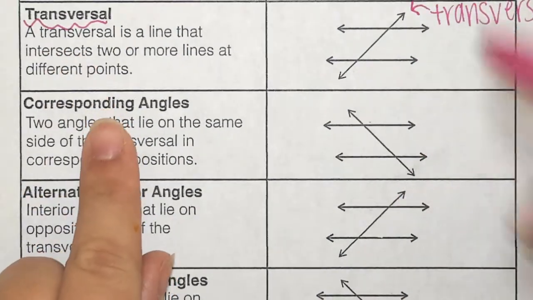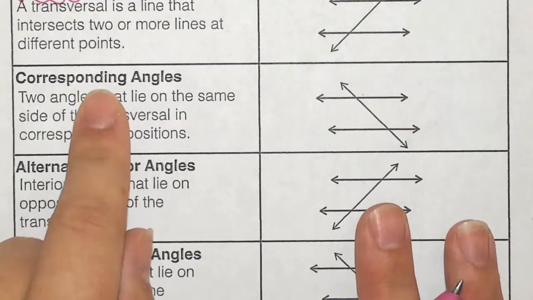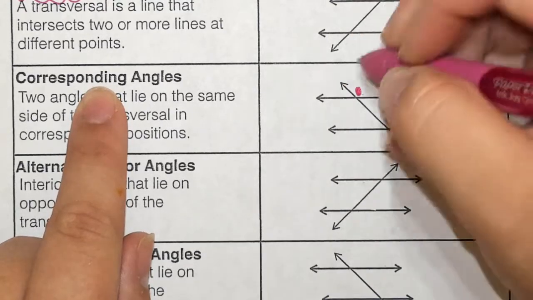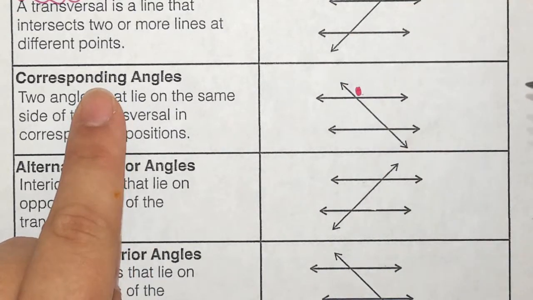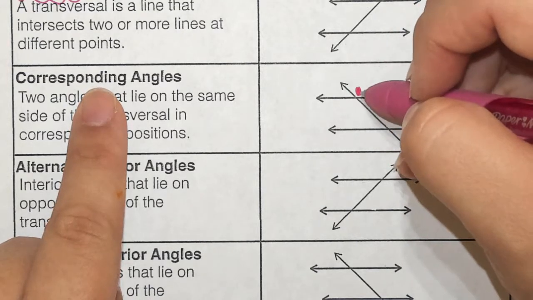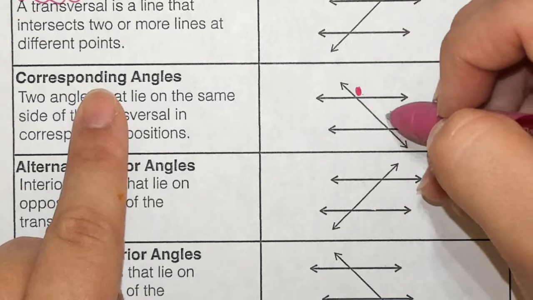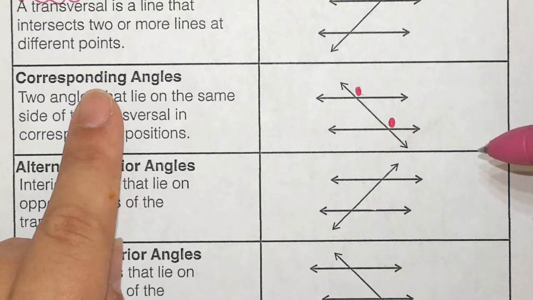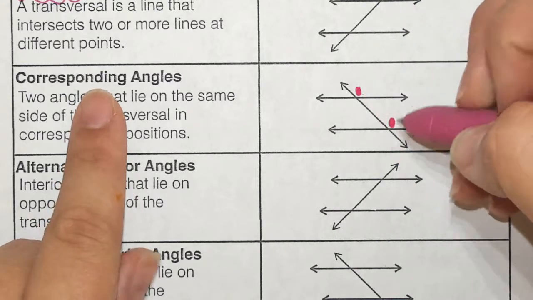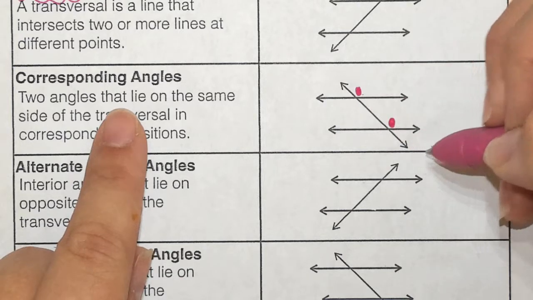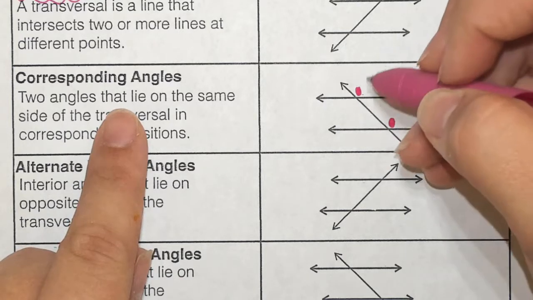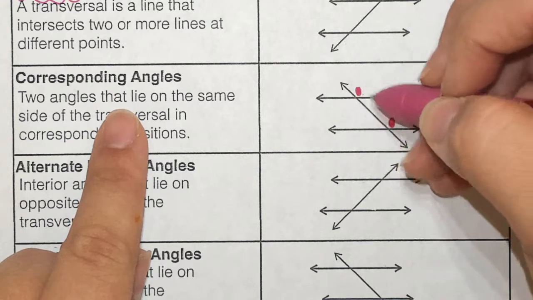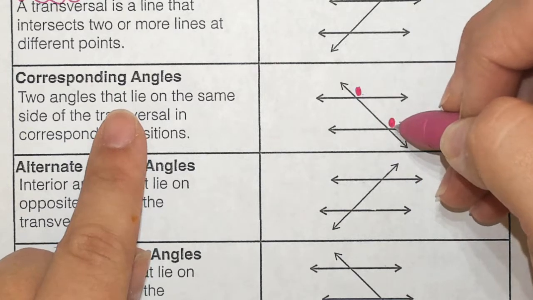So the first relationship type is called corresponding. So if this angle right here, put a little circle right here. This angle is corresponding with this angle. That's the relationship they have. They're called corresponding. They're on the same side of the transversal. They're in the same position but aligned down.